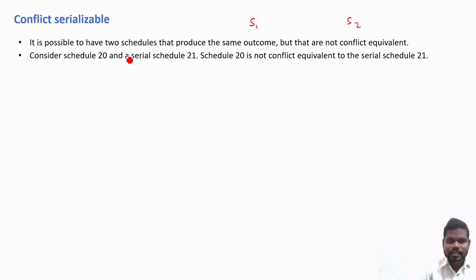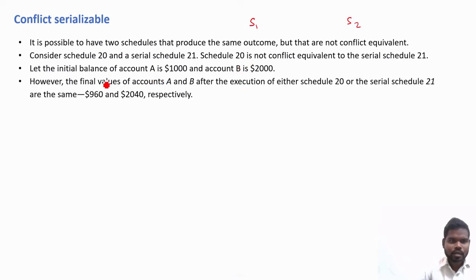Consider schedule 20 and a serial schedule 21. Schedule 20 is not conflict equivalent to serial schedule 21. Before going to these schedules, let's suppose there are two accounts A and B, having an initial balance of $1,000 in A, and an initial balance of $2,000 in B. The final values of A and B after execution of either schedule 20 or the serial schedule 21 are the same, $960 and $2040.